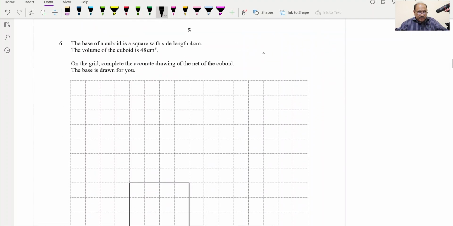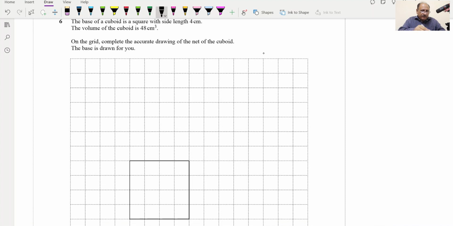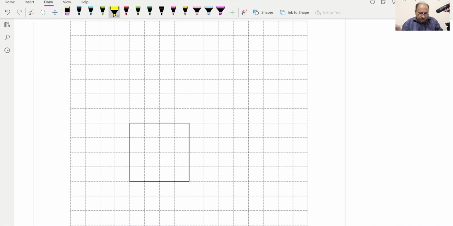Now question number 6. Question 6 says the base of the cuboid is square with side length 4 centimeter. The volume of the cuboid is 48. On the grid, complete the accurate drawing of the net of the cuboid. The base is drawn for you. So this is basically the base they have drawn. So this one, if you check, this is 1 2 3 4 units from this side and 4 units from this side. Now we have to complete this net.